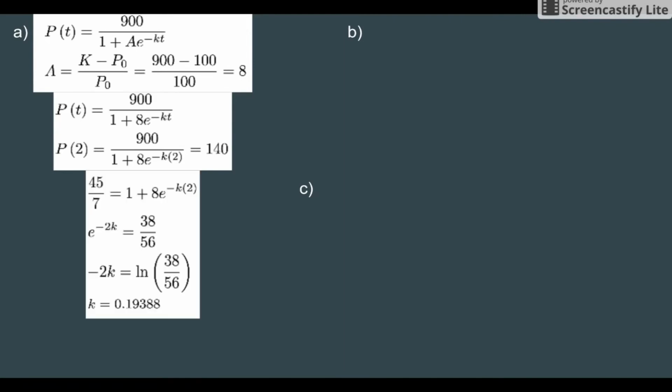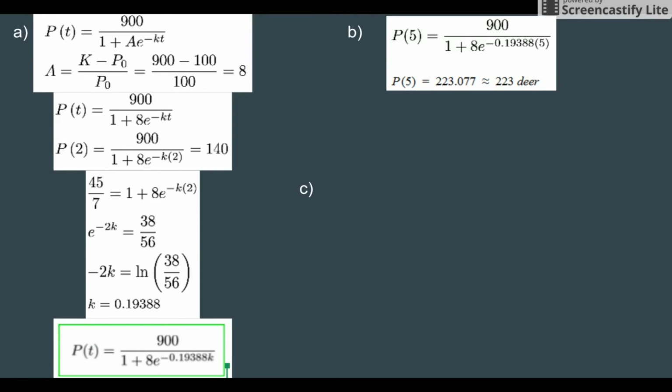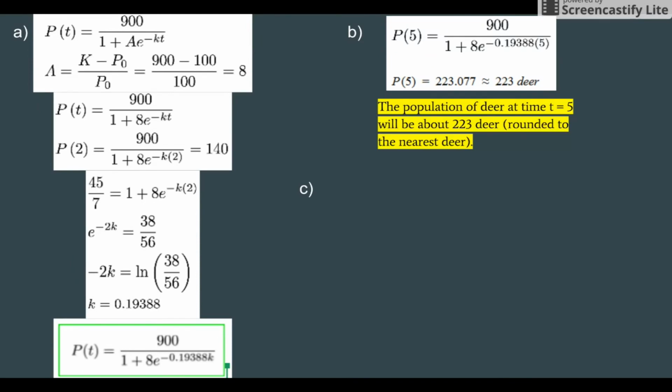Then we can solve for k to get 0.19388, and we can plug all the values that we found into our equation to get P of t is equal to 900 over 1 plus 8e to the negative 0.19388t. For part B, all we have to do is plug in 5 to our P of t equation that we found in part A, and we'll find that the population at time t equals 5 will be about 223 deer.